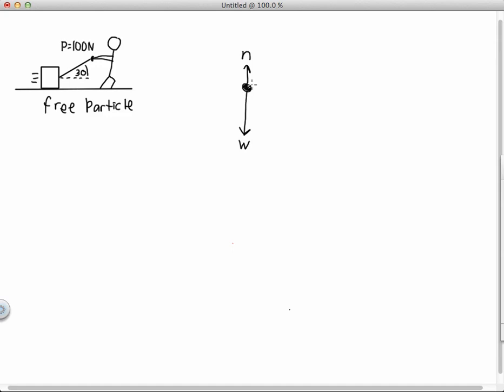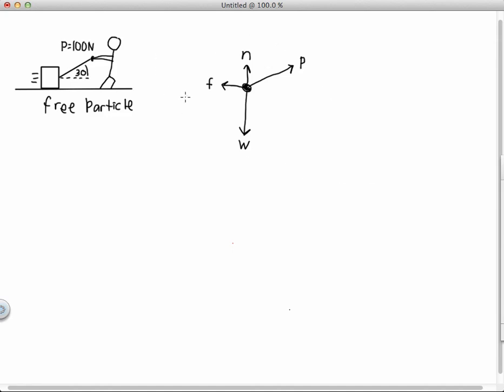Now I've got this pulling force that's off at that angle, so I'm going to label that P. And because the pulling force is pulling to the right, and because I know the block is not accelerating, I know that there must be a force to the left, and that of course is friction. So these are all the forces that are acting.